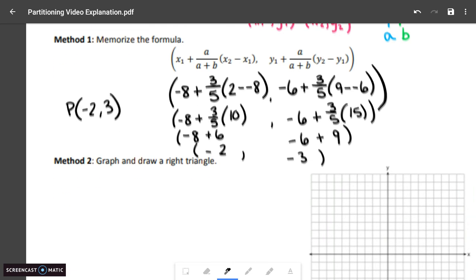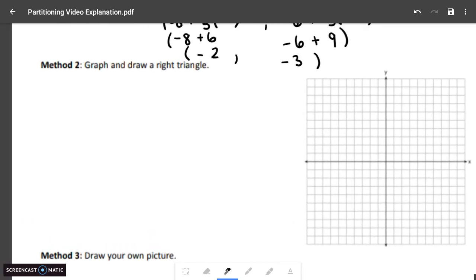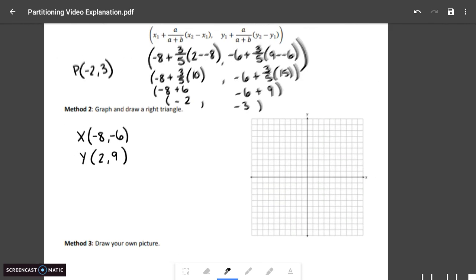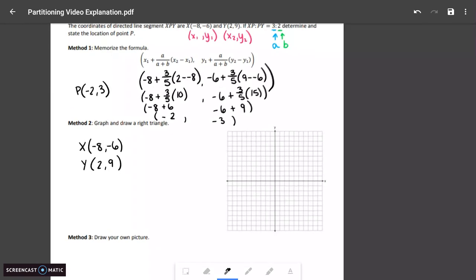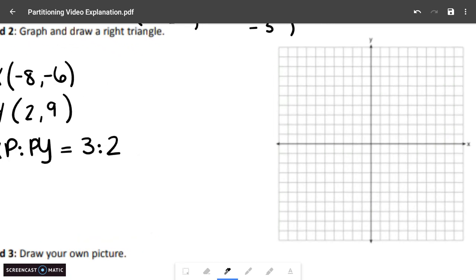An additional way you could do that, if you're provided a graph, is to draw in a right triangle. So I'm going to go back and just say, like, if we had x we knew was at -8, -6. Y was at the point 2, 9. Just check that those are my values. Yep. And because x, p to py are in a 3:2 ratio, we're going to use the graph to help us here. So first, I'm going to plot -8 and -6.